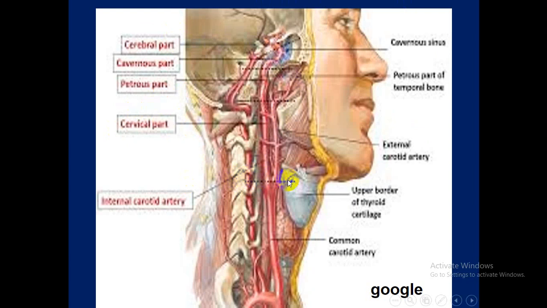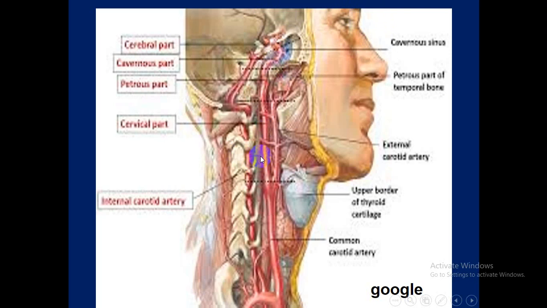It begins at the upper border of the thyroid cartilage as one of the terminal branches of the common carotid artery. It enters the cranial cavity through the carotid canal. Of course, once it enters the cranial cavity it supplies the brain, and also supplies the forehead through the supraorbital and supratrochlear arteries, as well as the eye and part of the nose. It has no branch in the neck.